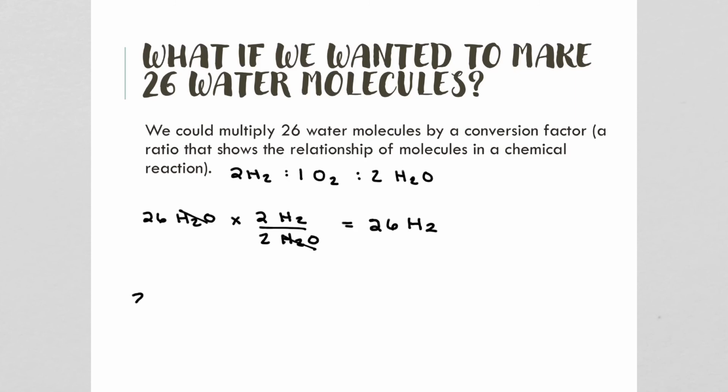But now we'll do the same thing with oxygen. So when we set up these conversion factors, the thing that you want to find out, you need to put on the top of the ratio. So this one, the ratio of oxygen to water is 1 oxygen to every 2 waters. So we can cancel out the waters. So this time we're multiplying it by a half. So it's going to be 13 oxygens. So if you needed to make 26 water molecules, you would need 26 hydrogens and 13 oxygen molecules. So that's how stoichiometry works.